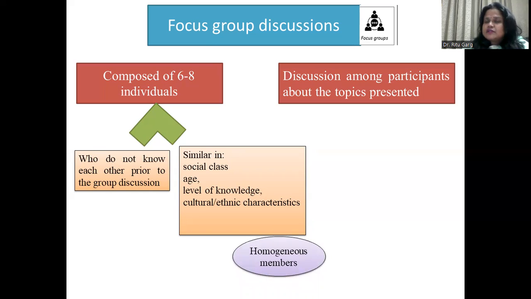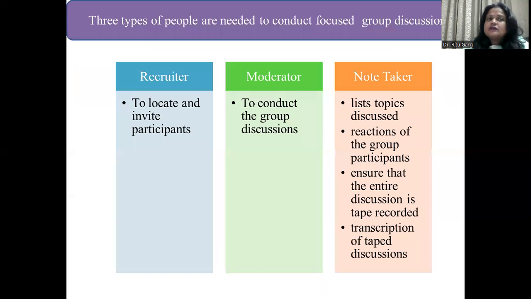Another question arises: for what kind of issues can we hold a focus group discussion? Mainly social issues. For social issues, we can hold a focus group discussion, where a number of people want to discuss the topic in groups. Okay. Here we require three types of people to conduct the focus group discussion. They can be the recruiters, the moderators, and the note takers.